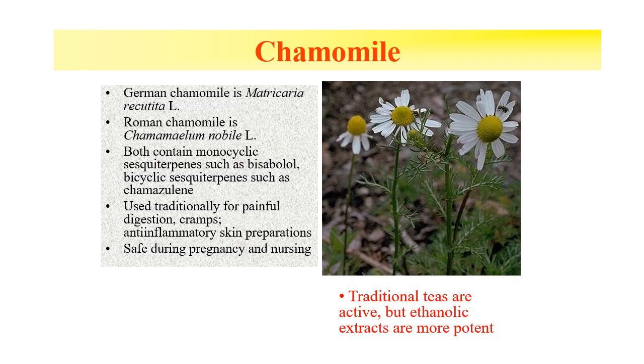Let's go on to chamomile. Chamomile is Matricaria recutita. That's German chamomile. And then there is Roman chamomile, which is Chamaemelum nobile. They both contain sesquiterpenes such as bisabolol and chamazulene. Chamazulene is a very interesting compound that's found in yarrow, in mugwort, in chamomile. When you distill the oil, you get this beautiful blue color in the essential oil. It requires heat to turn chamazulene, the precursor, into azulene, azure blue.